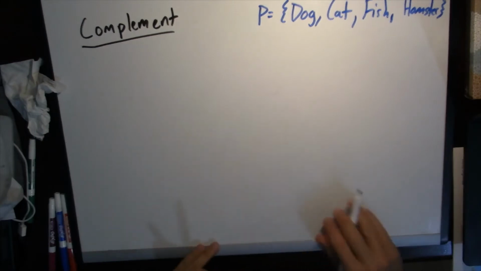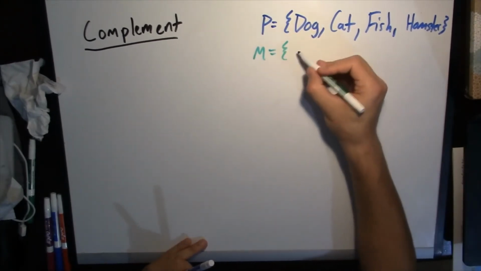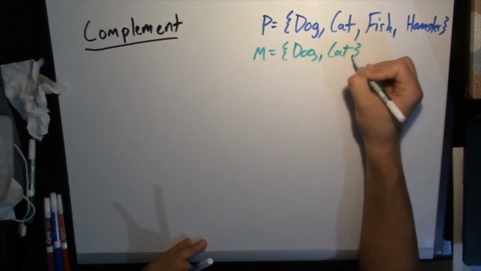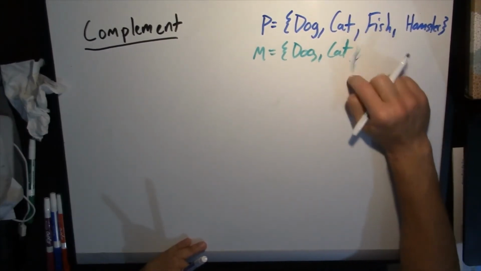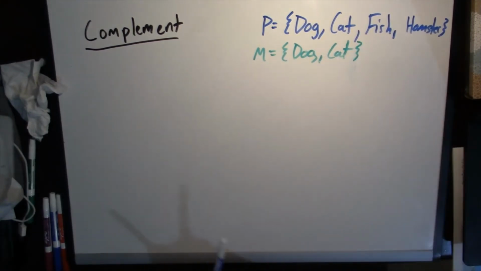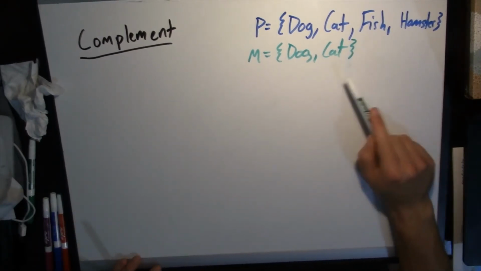And we had the set M, which was the subset that only had dog and cat. In case you're wondering, I use M because dogs and cats are mammals. Well, I guess technically hamster's a mammal too, so I didn't think that one through very well. But here we go. We've got these two sets. We've got P and M.